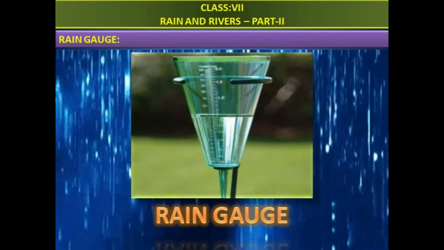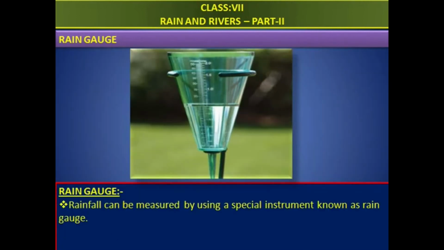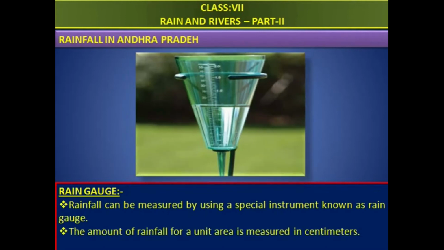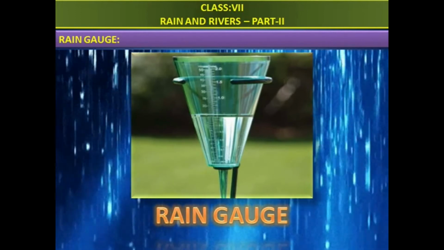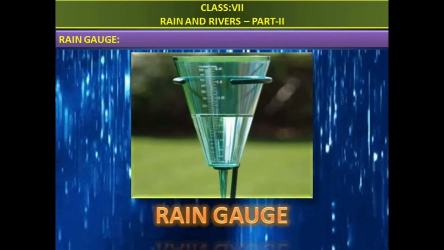Now let us learn about the rain gauge. Children, how do we measure the amount of rainfall? Rainfall can be measured by using a special instrument known as a rain gauge. The amount of rainfall for a unit area is measured in centimeters. My dear children, do you know how to make our own rain gauge? Let us see how to make our own rain gauge.